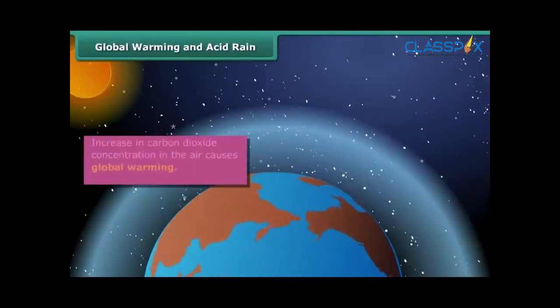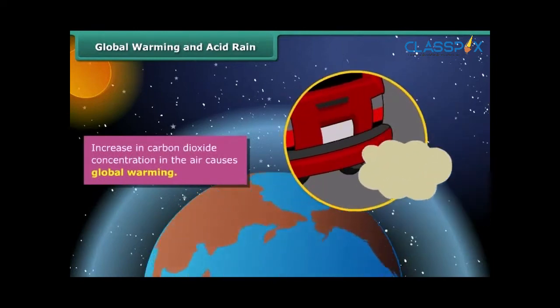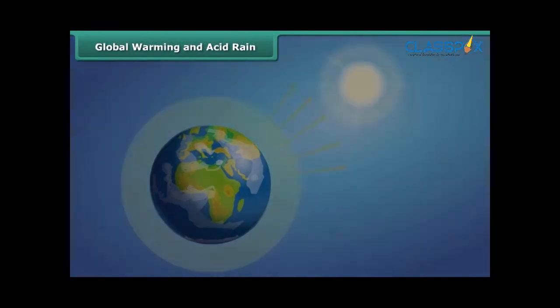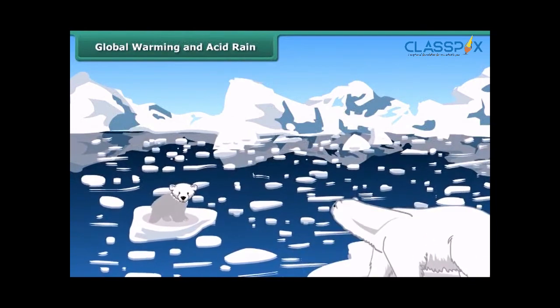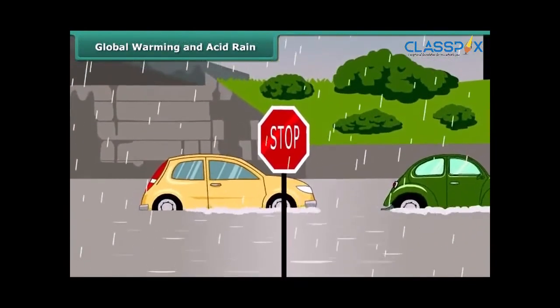You must be aware of global warming. It is caused majorly due to carbon dioxide. The increasing concentration of carbon dioxide is due to combustion of fuels. Global warming leads to increased Earth's temperature. This will result in melting of polar glaciers, raising the sea level. It will result in flooding of the low-lying areas of the world.